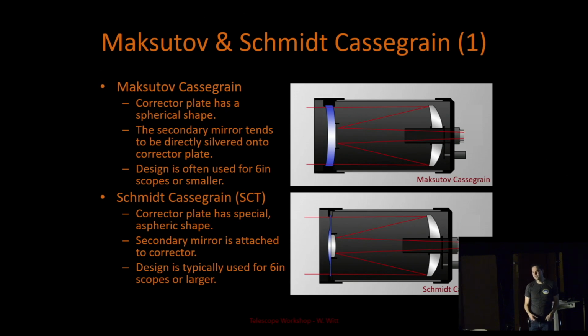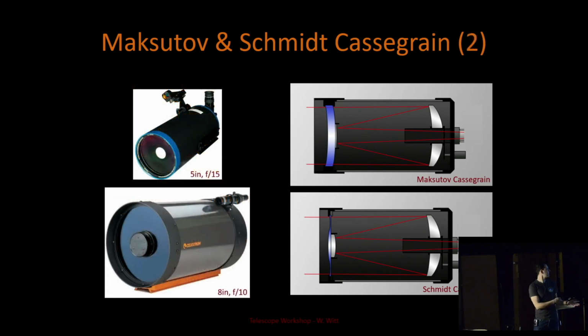And this design is often used. It works well, all things considered, for designs with a 6-inch aperture or smaller, whereas the SCT can get bigger. It has a corrector plate that has a special aspherical shape. In this diagram, you can see the difference between these two shapes. And the secondary mirror is attached to the corrector. There are some bolts here that bolt on that mirror. This design is typically used for larger apertures. So very similar, but slightly different designs.